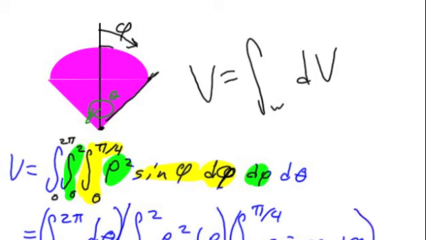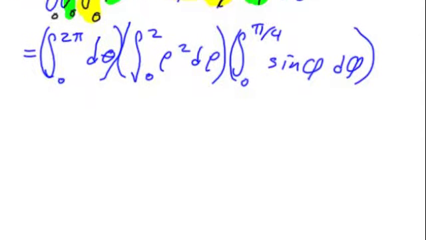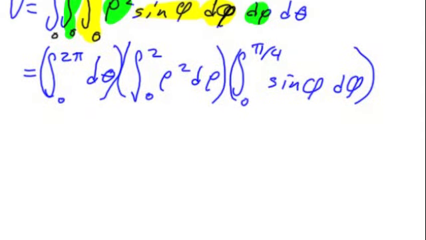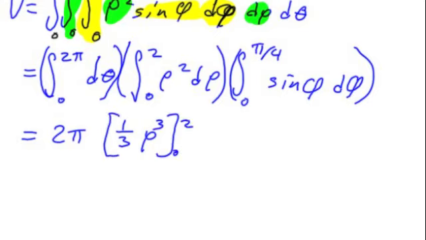And we might as well carry this out here. Our first integral, obviously we're integrating 1 from 0 to 2 pi, that's just 2 pi. For this integral, our antiderivative is 1/3 rho cubed from 0 to 2. And then this one is negative cosine phi from 0 to pi over 4.